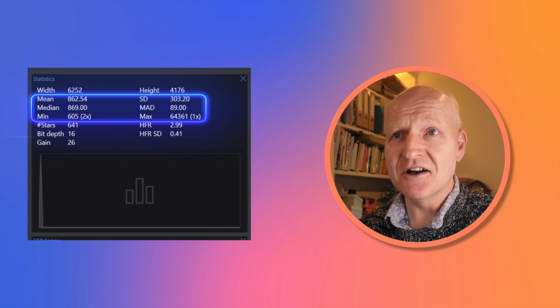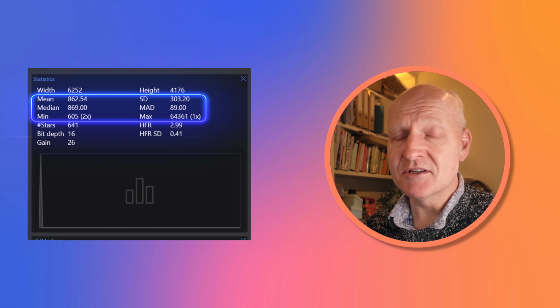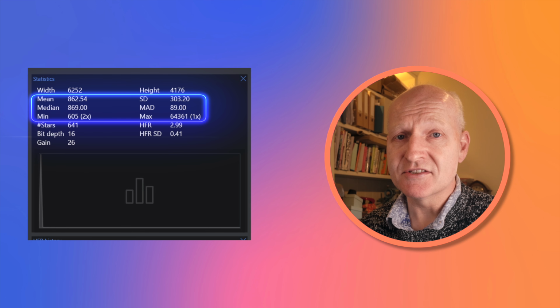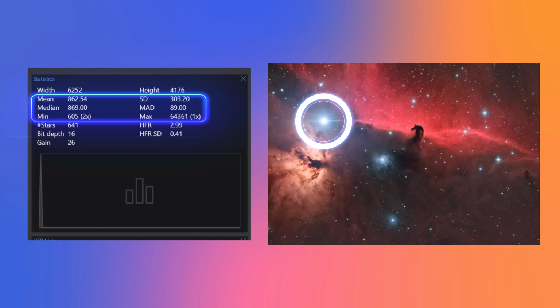Don't forget that stars, by their very nature being very bright, will affect the image as well. So if you've got lots of bright stars, like Alnitak, in your image, then your median is automatically going to be quite a bit higher. So in short, you can use the mean to monitor your exposure levels.